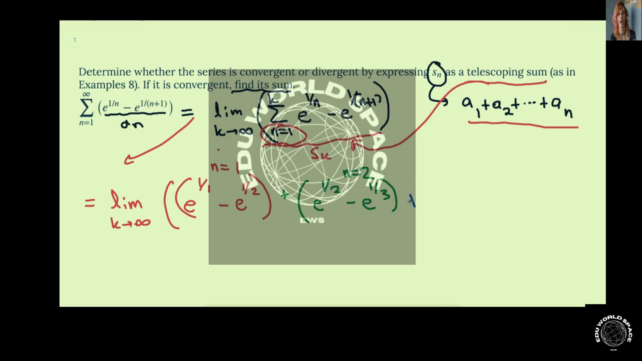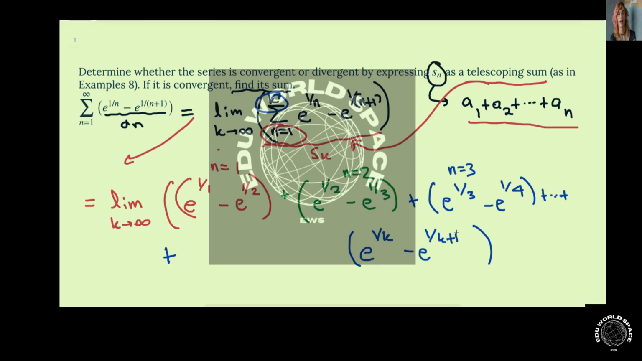Maybe one more term in this direction. So now n is 3. So plug that in. And you might see some cancellation happening already. So we would keep going in this direction, so put some dots there to indicate that. And then eventually at the very end, when we plug in n equals k, we'd have e to the 1 over k minus e to the 1 over k plus 1.